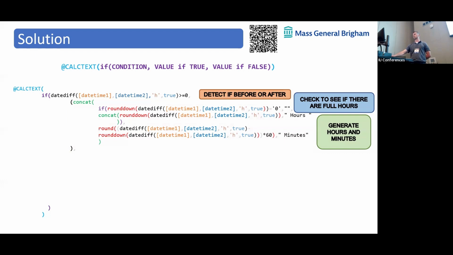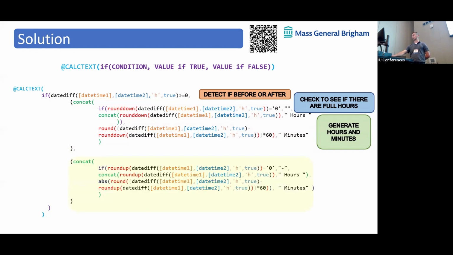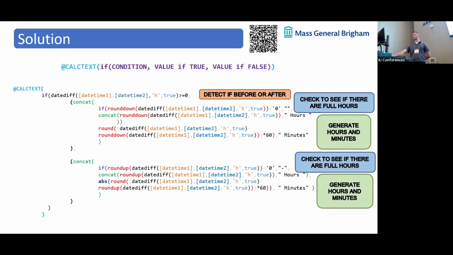And then the second part of this is very similar to the first. It's just looking for if date time 2, again, is before or after, finishing up that last part of that initial if statement. There's a few slightly different tricks with the math side of things to make it all work, but it's essentially the same: checking to see if they're full hours, and generating hours and minutes.